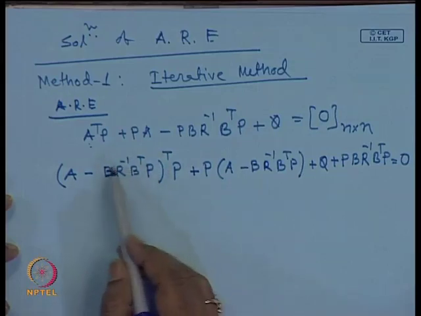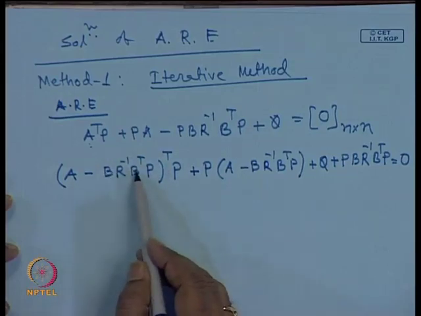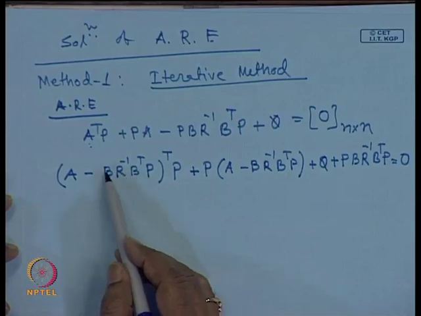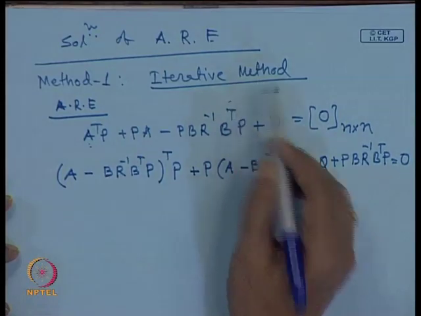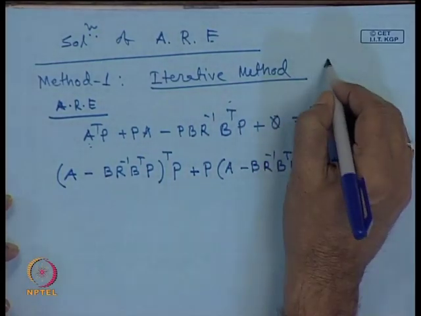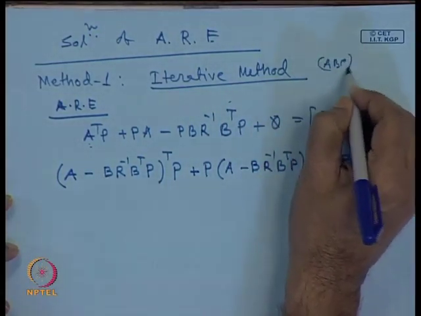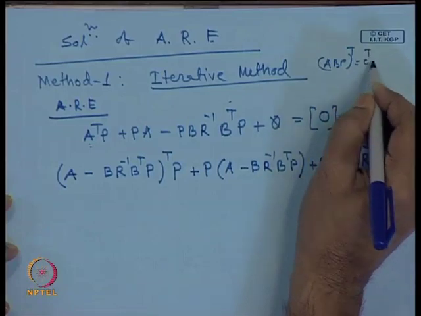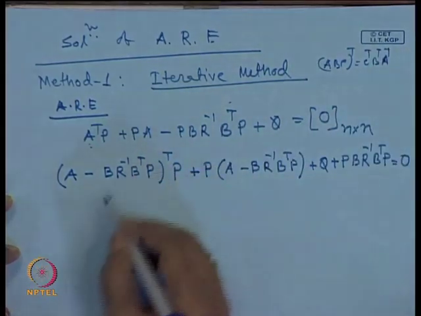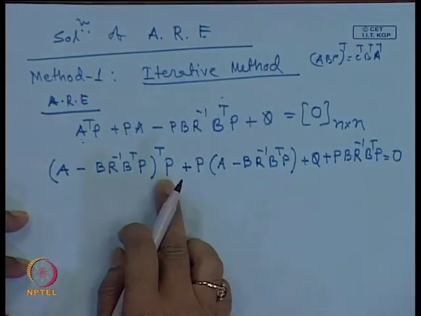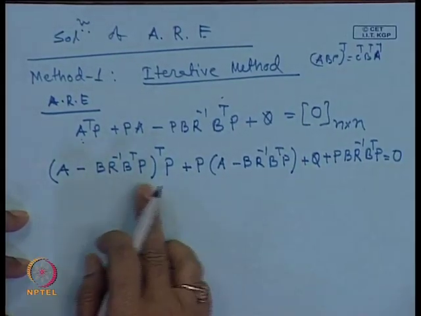So, it will be a P, then it will become B R inverse B transpose into P. So, I am getting that one. You know the property that (A B C) whole transpose is equal to C transpose B transpose A transpose; I have used it here. So, this is that equation, agree?